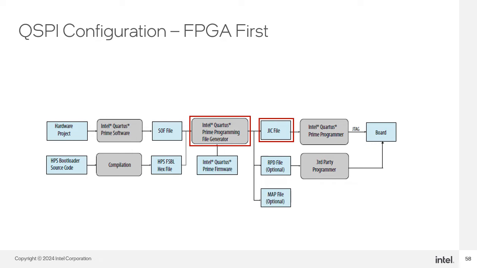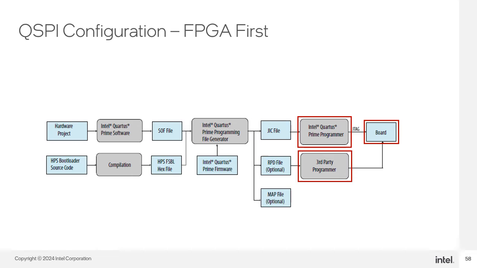Optional, raw programming data file contains a configuration bitstream in plain binary format. Can be written to flash with third-party programmers such as U-Boot. Optional map file describes the actual flash usage in human-readable text format. Use the Intel Quartus Prime programmer to write the JIC image to QSPI flash. Alternatively, use a third-party programmer to write the RPD image to flash.